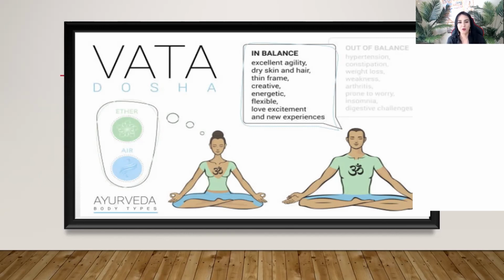They need always very warm things. If you ask them, they tend to eat very light, mostly salads. They're on the light side of things, but they need the opposite, because we have to balance these doshas, these elements, with the opposite element if we're talking about imbalances.